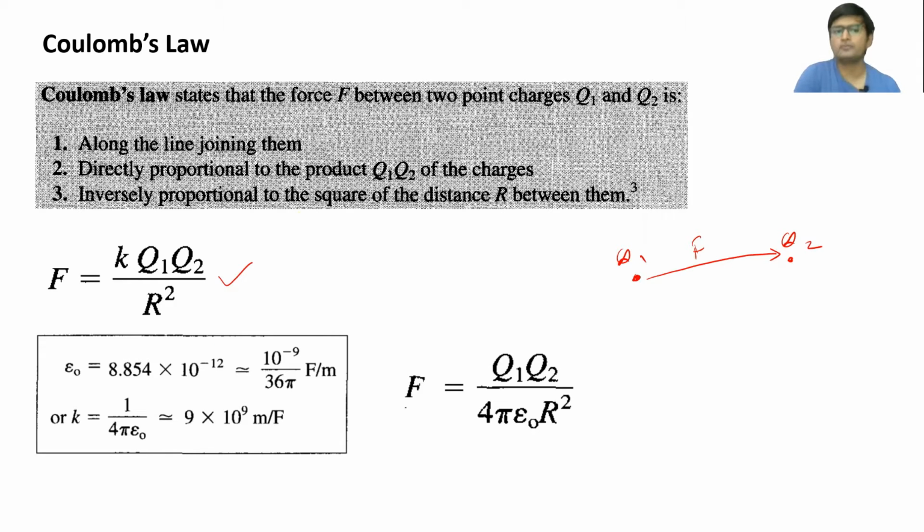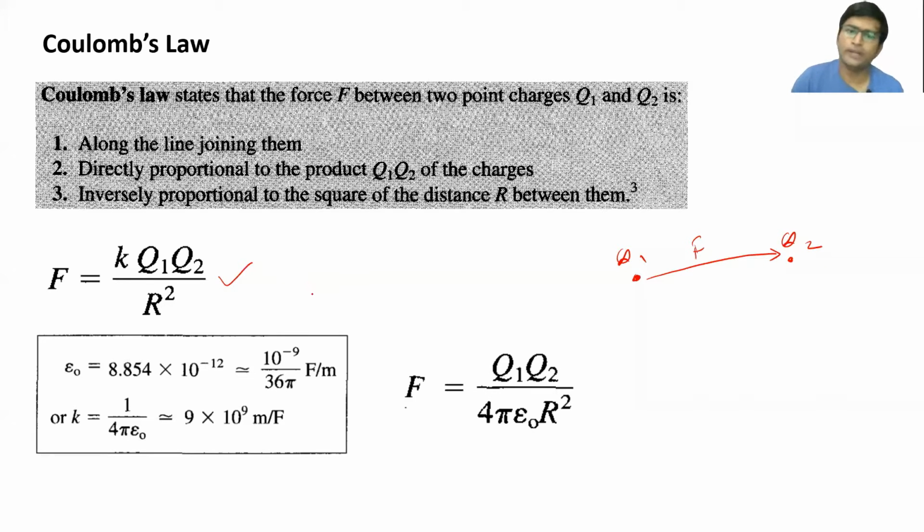The force which is experienced by q2 due to q1 will be along the straight line joining the q1 and q2 points. It will be directly proportional to the value of the charges q1 and q2, and also inversely proportional to the square of the distance between these two charges.